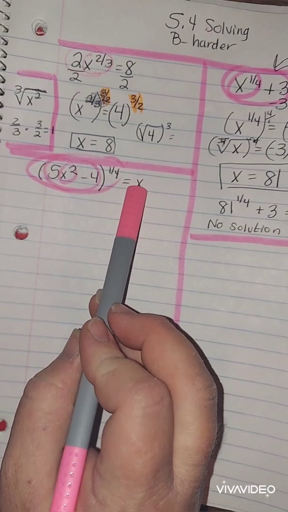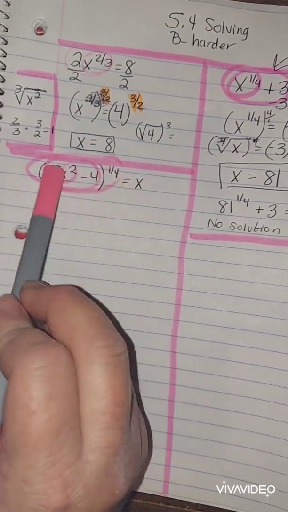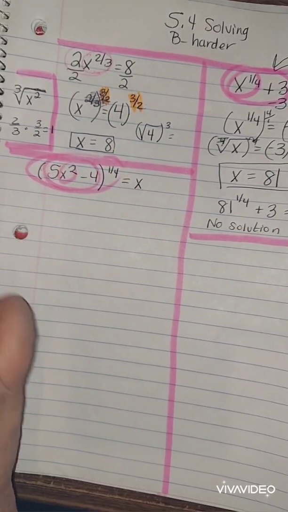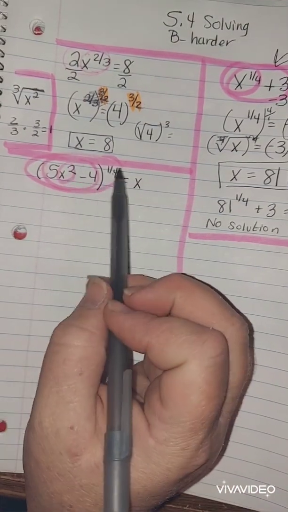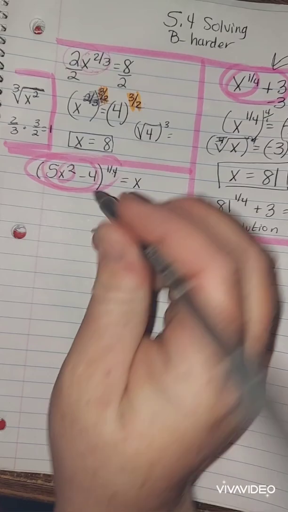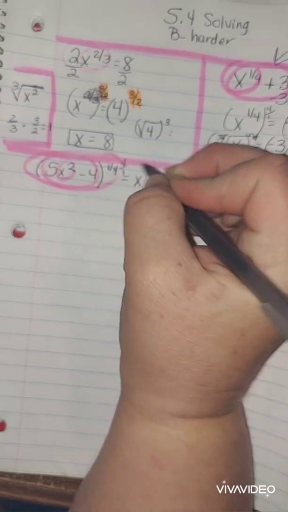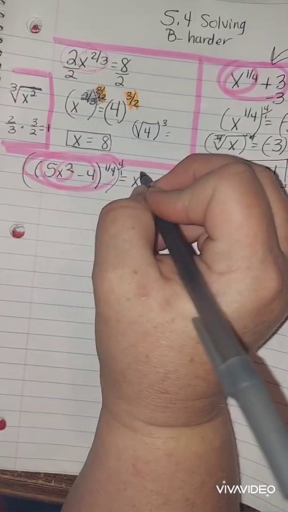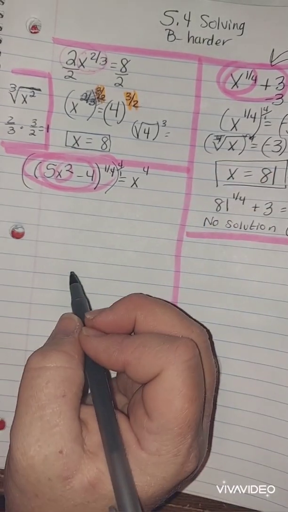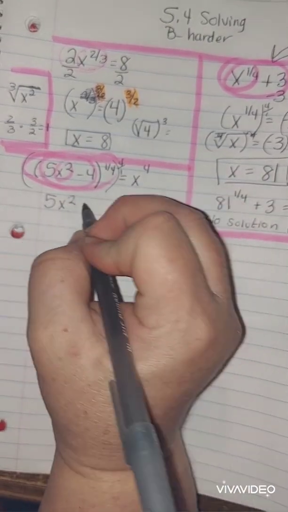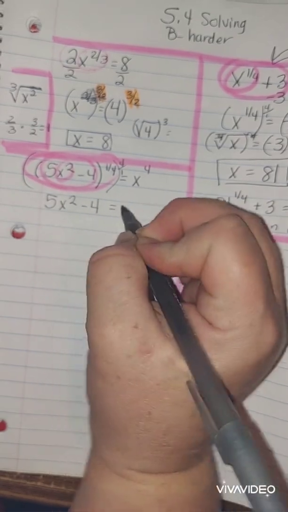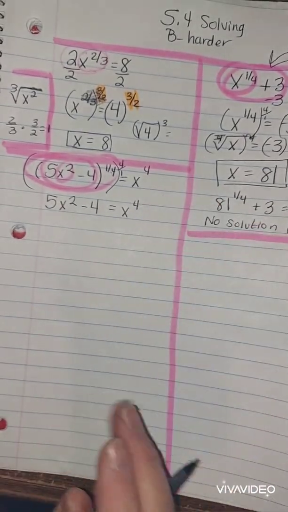Okay, I have an X over here, and I need to get the X's together. So I need to get rid of this 1/4. The opposite of taking something to the 1/4 would be taking it to the 4 over 1 power. And what I do to one side, I have to do to the other. So I'm left with 5x squared minus 4 equals x to the 4th power.